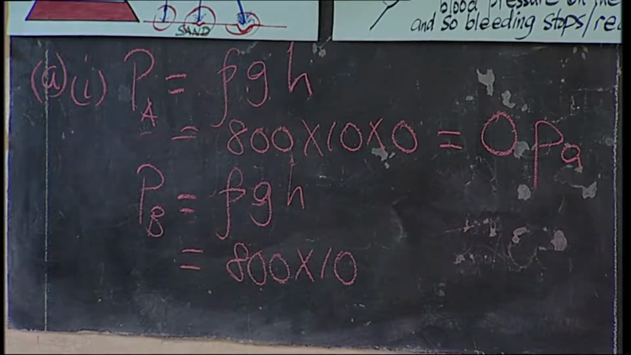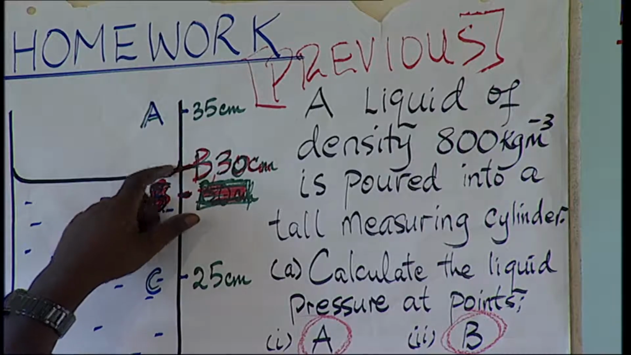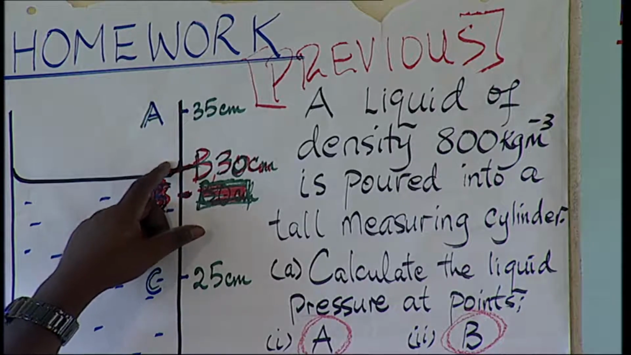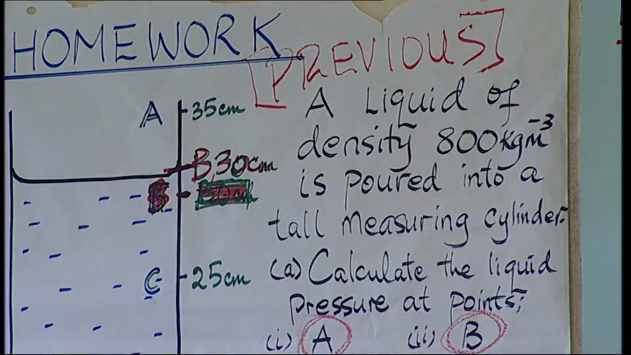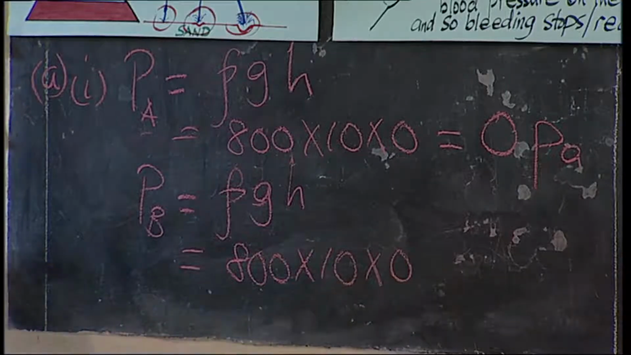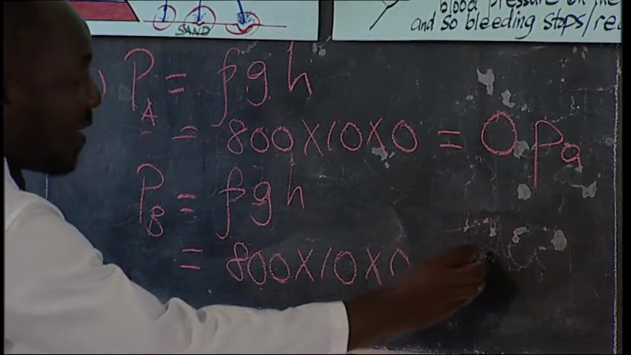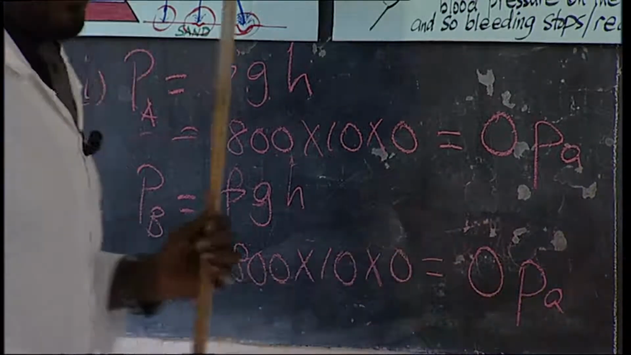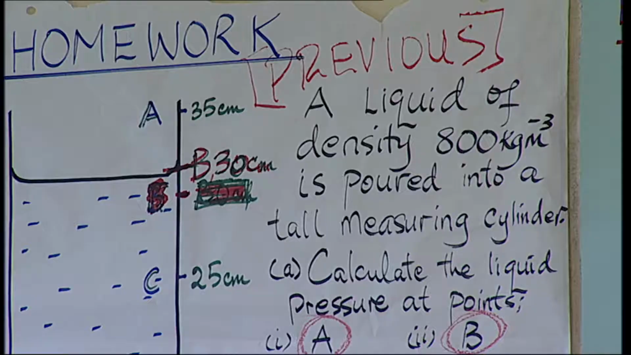Let's look at H. At point B, it is on the surface of the liquid. We have not gone inside. So it means H is also going to be 0. When you multiply that, we come out with 0 Pascal. So the pressure on the liquid surface is the same as the pressure above the liquid surface if we ignore the atmospheric pressure.